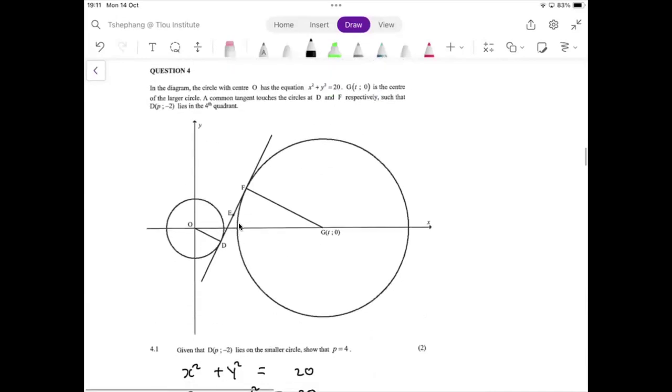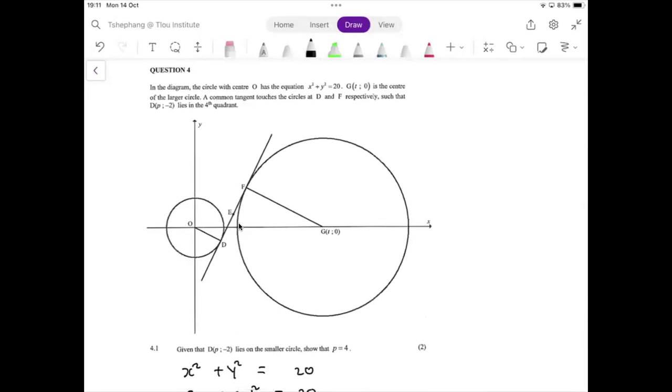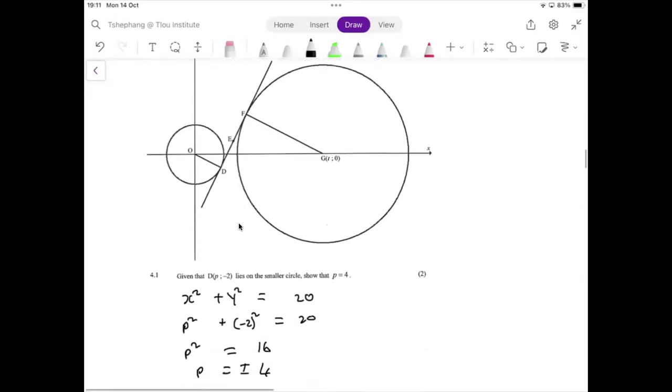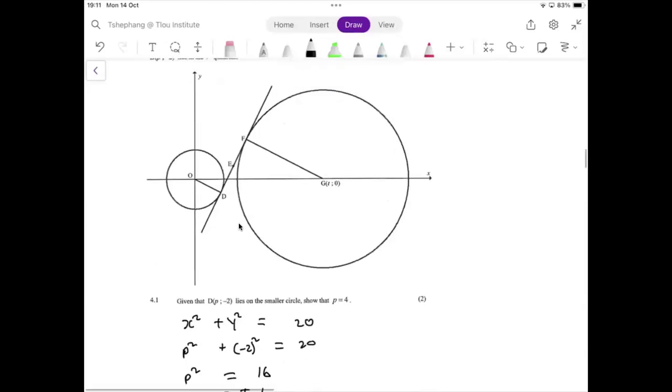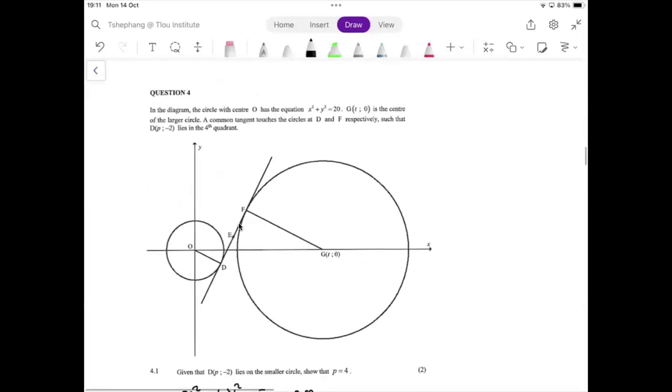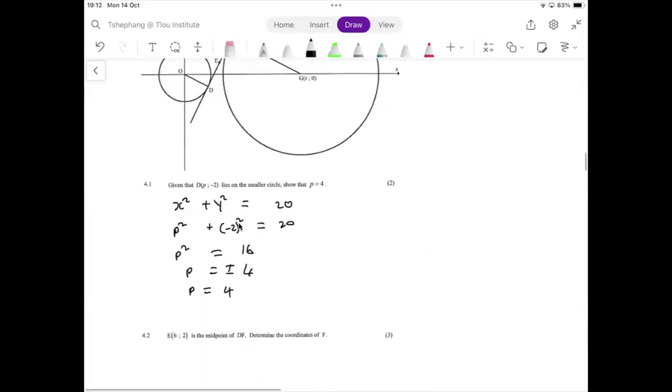Now, what did they say? It lies in the 4th quadrant. Then if it lies in the 4th quadrant, P is equal to positive 4. As easy as that. Now, E, 6 and 2, is the midpoint of DF. Determine the coordinates of F.